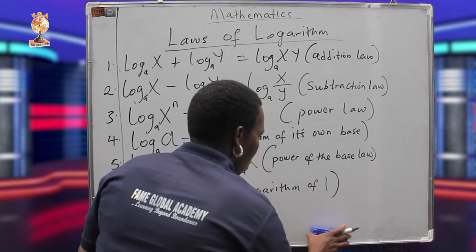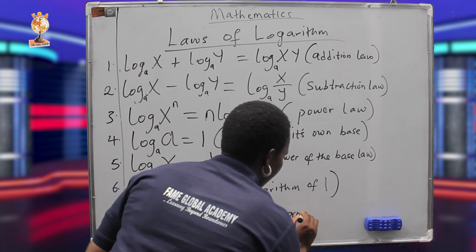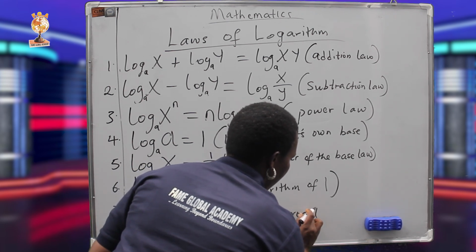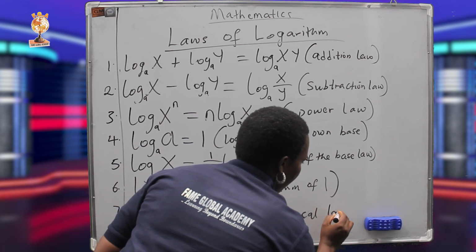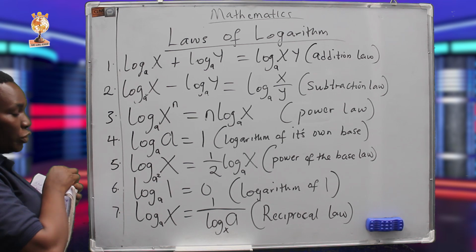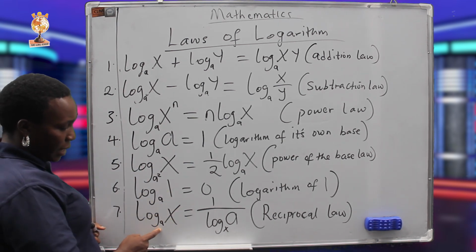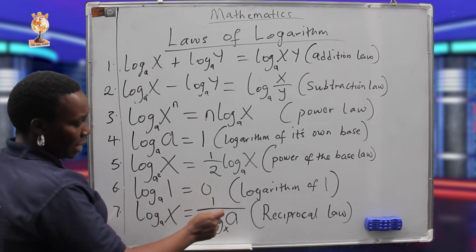This law is called the reciprocal law. So this is the last law. It says log x base a is equal to 1 over log a base x.